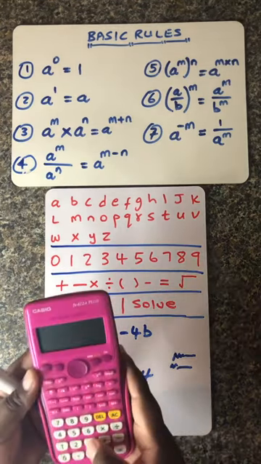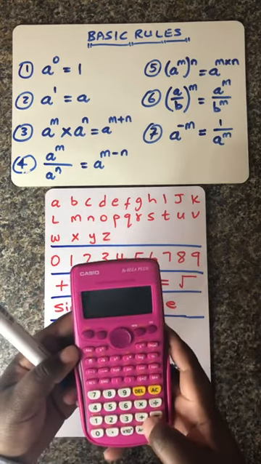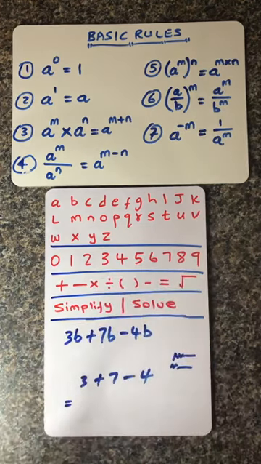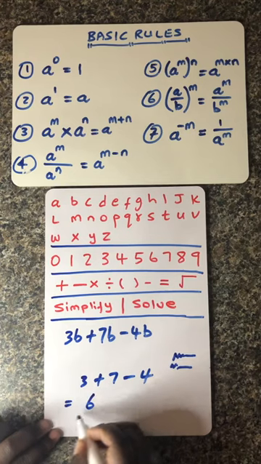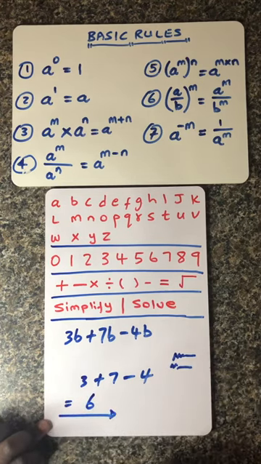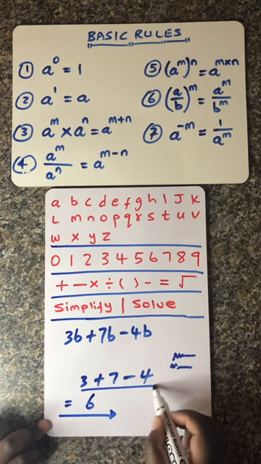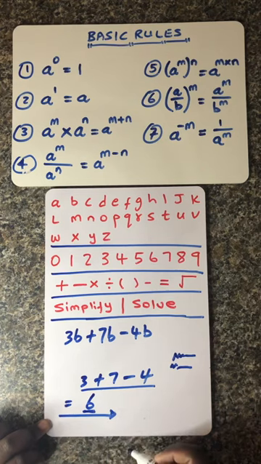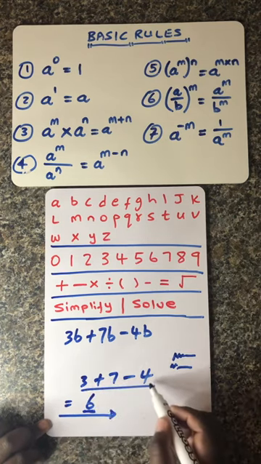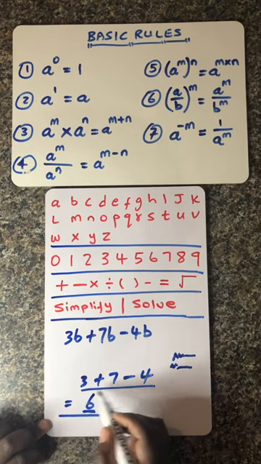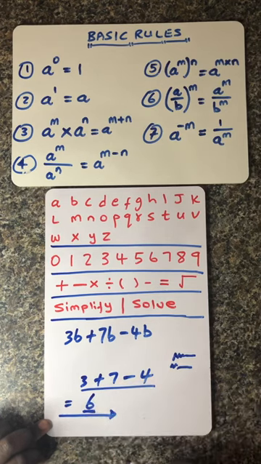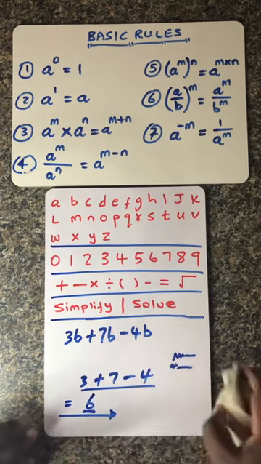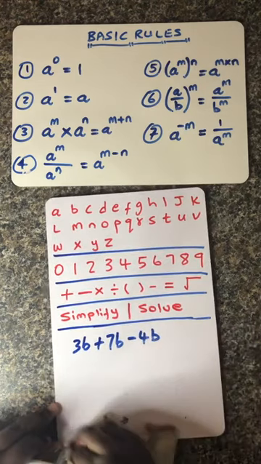So let's see. You can just pull out your calculator and say 3 plus 7 minus 4 equals 6. Okay, it equals 6. So I've simplified this long expression to the simplest expression. That means the whole of this is the same as 6.